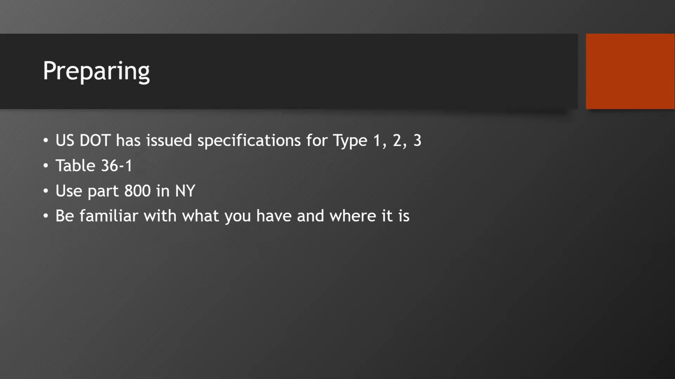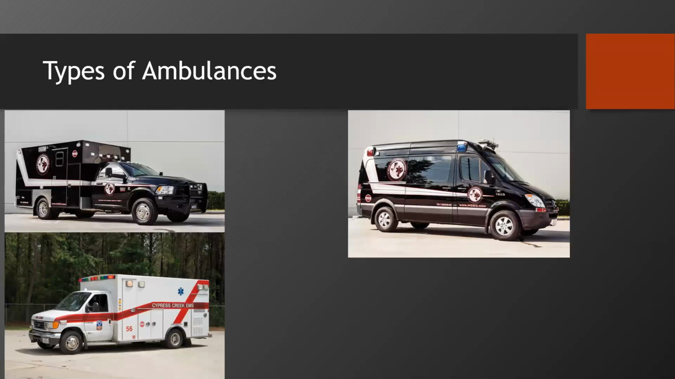And again, just kind of quick review, we've talked about this before. There's Article 30, which is New York state law that says there shall be ambulances. Part 800, so this is a part within Article 30, specifies exactly how we're going to accomplish that. All right, be familiar with what you have on your ambulances and where they are.